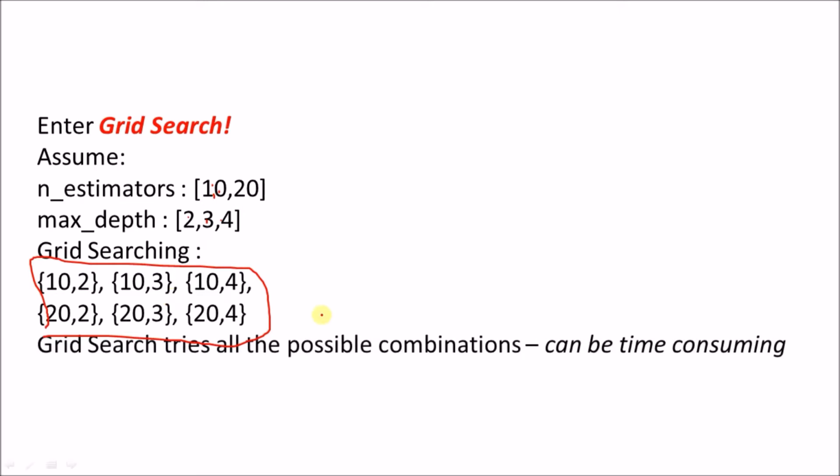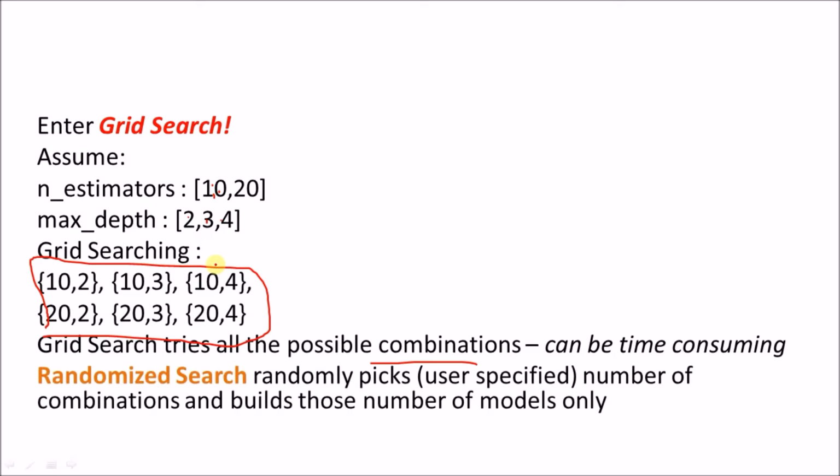Since it is trying all the possible combinations, it can be a little time consuming if you give it a high number of combinations to try, and in that case a randomized search CV is helpful because it randomly picks a user specified number of combinations and then builds only that number of machine learning models. For example, instead of these 6, if I just tell the randomized search to make only 3 models, then it will randomly pick 3 models out of these 6, build them, and tell me which one of those 3 is giving me the best result.